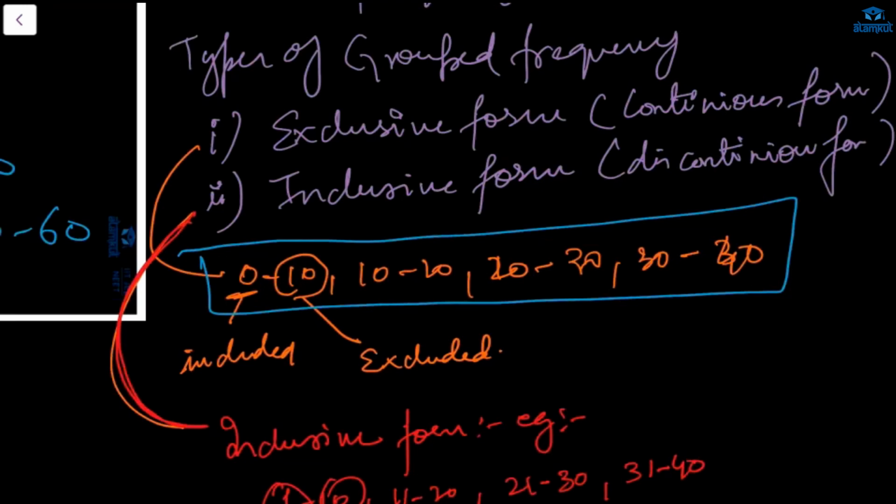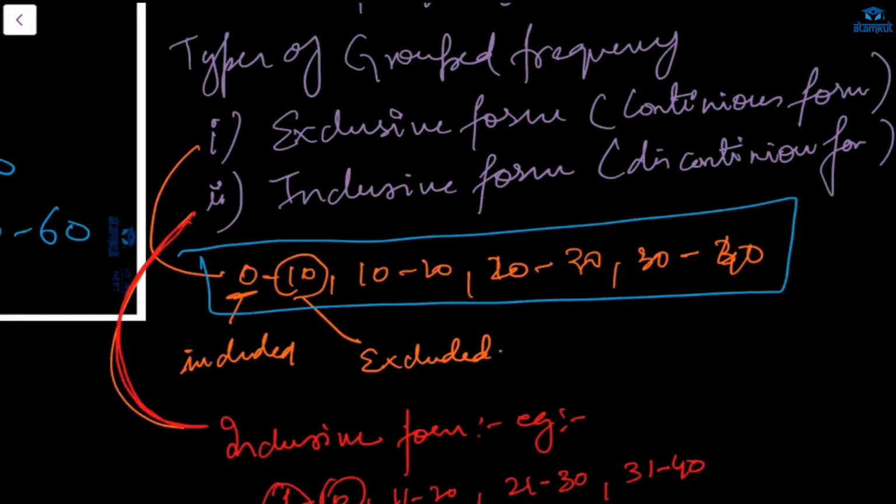So now, why is it said that the lower limit will be included and the upper limit will be excluded? Because you can see the value 10 lies in two classes. Am I right or not? The value 10 lies in two classes. The value 20 lies in two classes. The value 30 lies in two classes, side by side. So if you include, for example, the students that have scored 10 marks in the 0 to 10 class and in the 10 to 20 class, then the frequency variation will be there. That is not correct. So you have to include it in one class only.